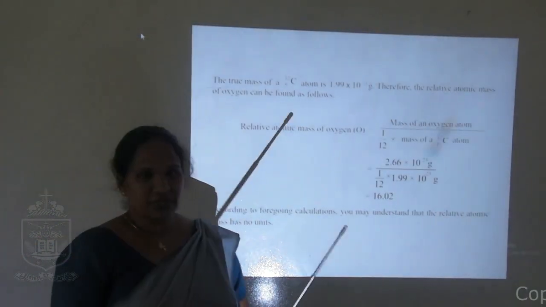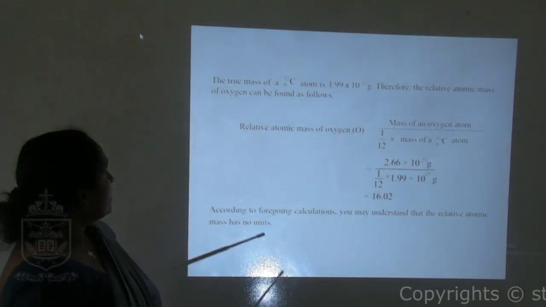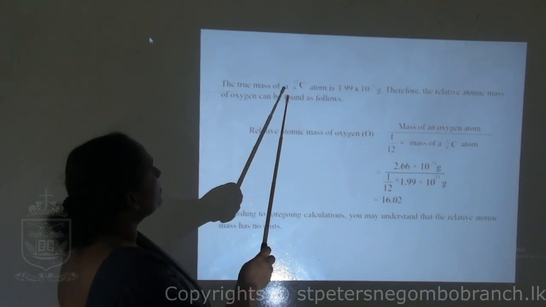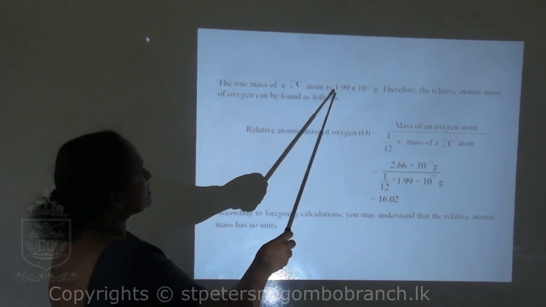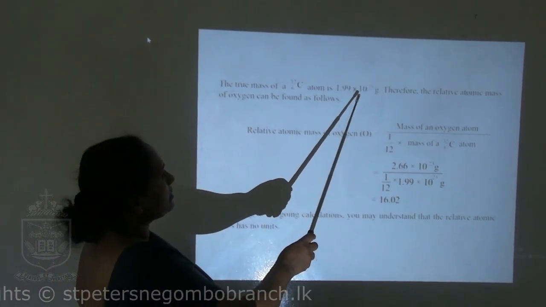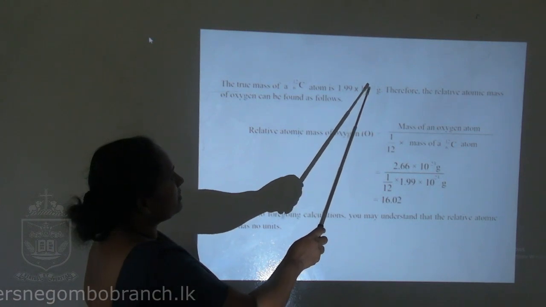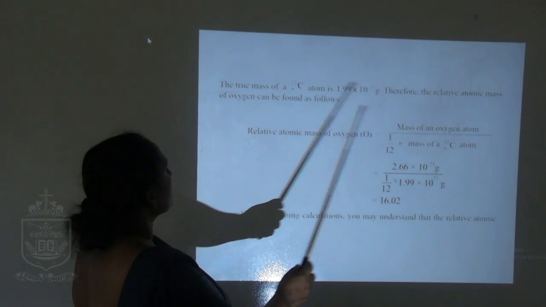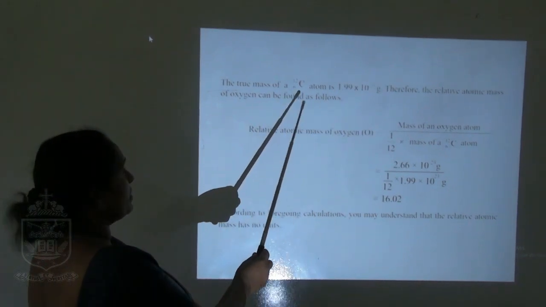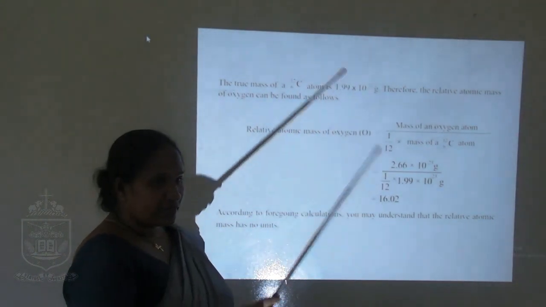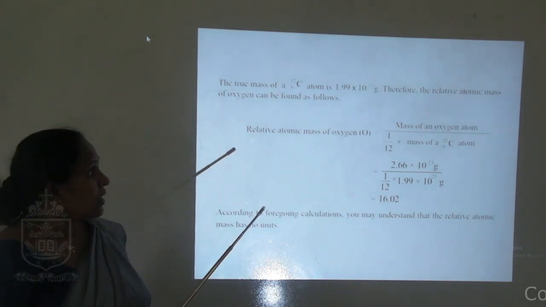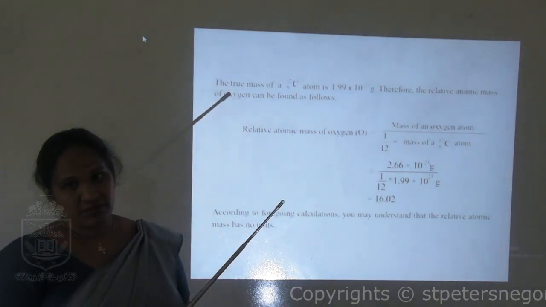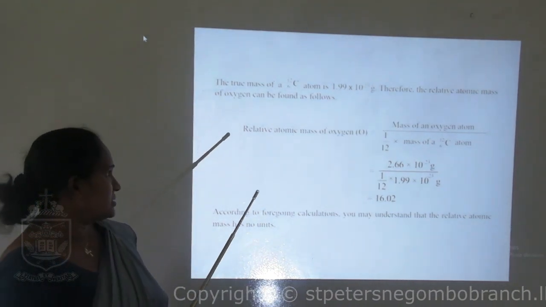Now see the way of doing the calculations. There's a question like this. The true mass of a carbon-12 atom is 1.99 × 10^-23 grams. Therefore, the relative atomic mass of oxygen can be found as follows. Here in this question we are going to find the relative atomic mass of oxygen.